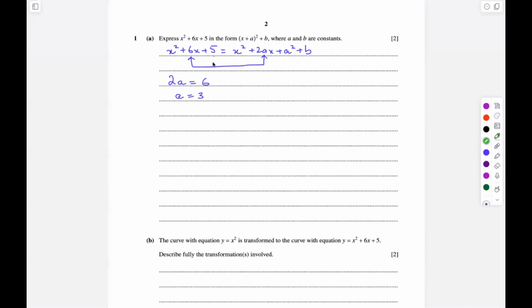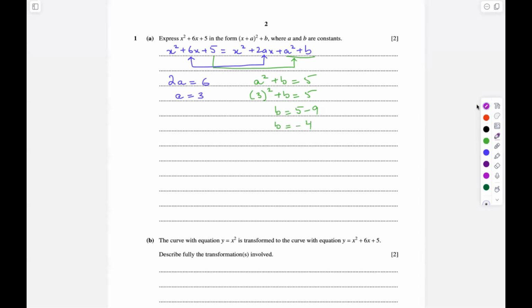Comparing the constant terms on the left and the right hand side. On the right hand side it is a squared plus b, and on the left hand side it is 5. So this will be a squared plus b equals 5. We already have the value of a, which is 3. So this will become 3 squared plus b equals 5. So b will be equal to 5 minus 9. The value of b will be equal to minus 4.